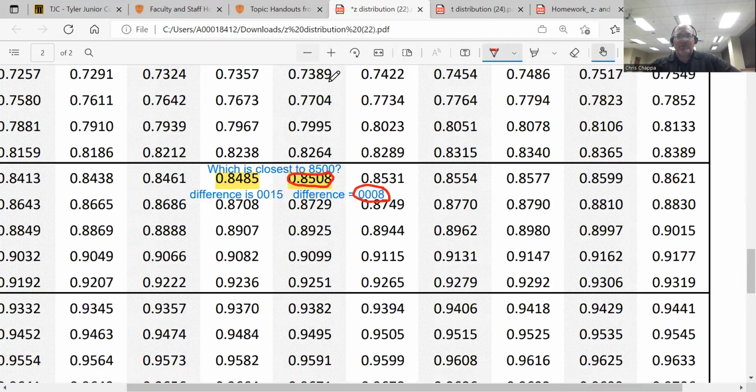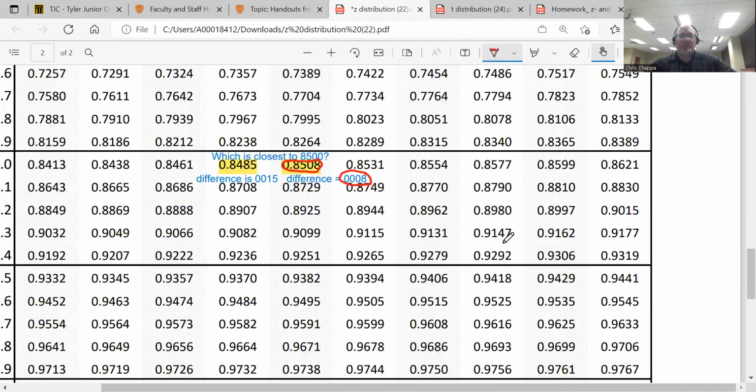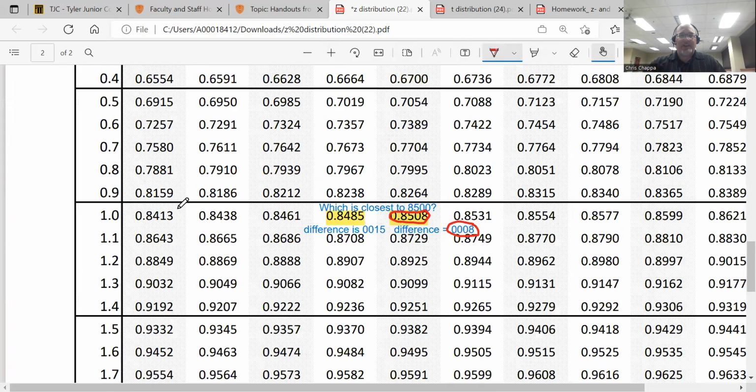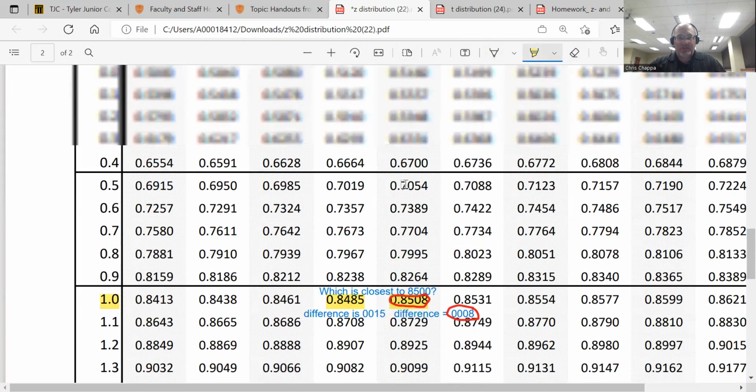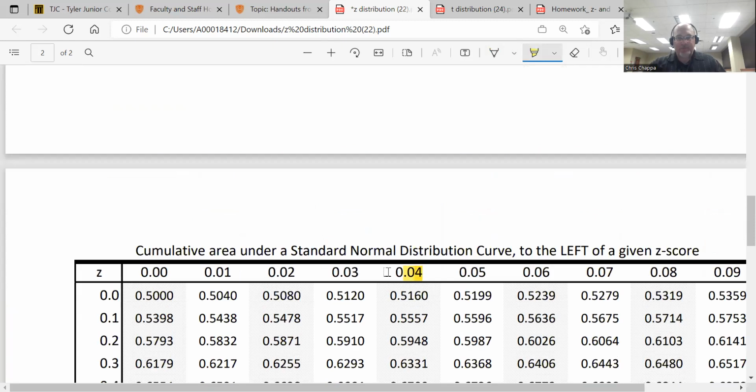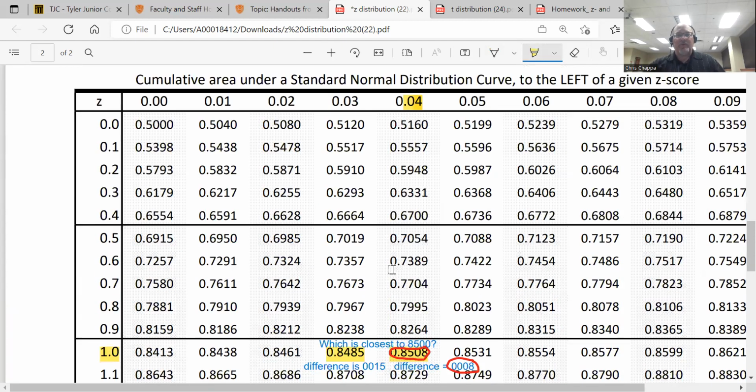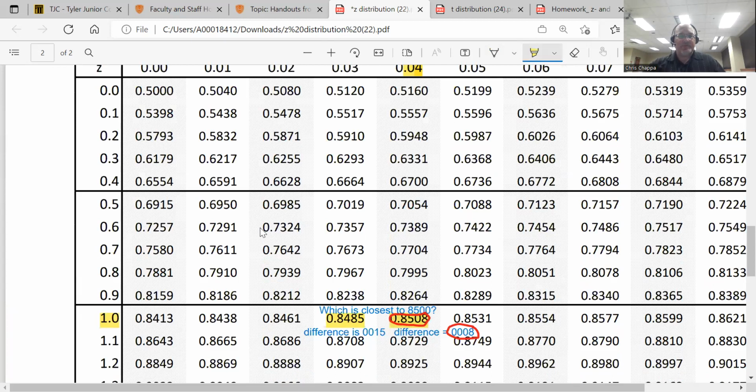You don't actually have to do a subtraction problem. You just have to look at it and see which one is closer. But if you can't tell, then you can do a subtraction problem. We want 1.0, and let's go see what's at the top, 4. So 1.04 is the z-score that we would use.